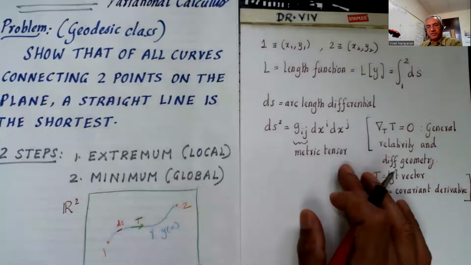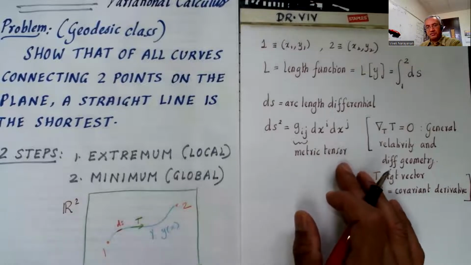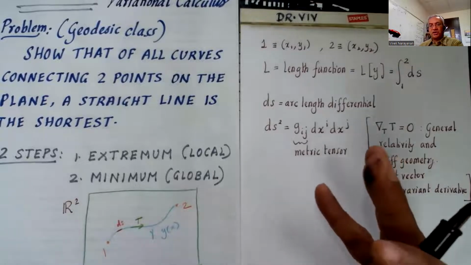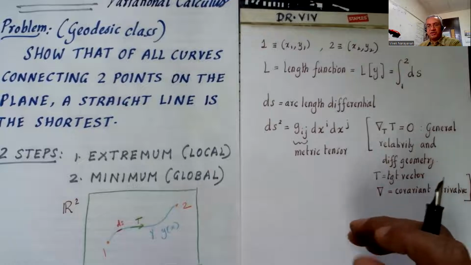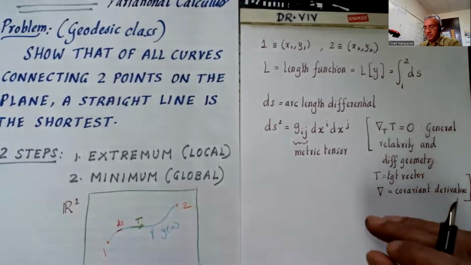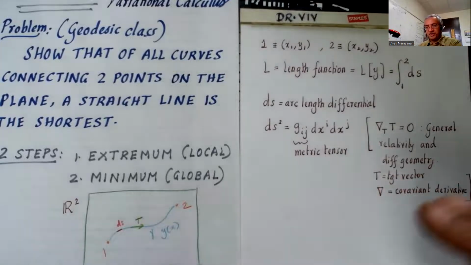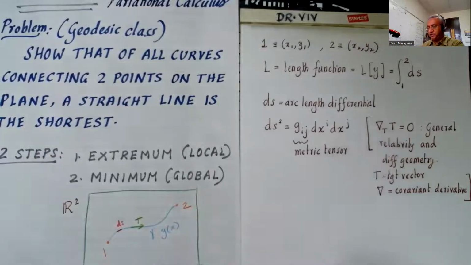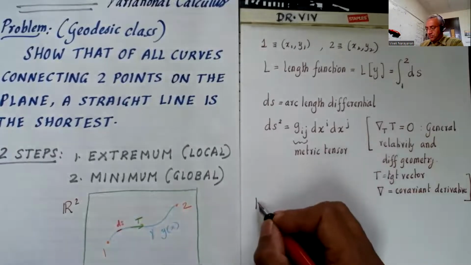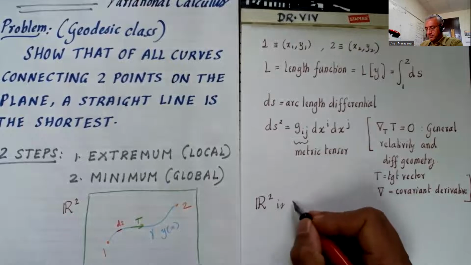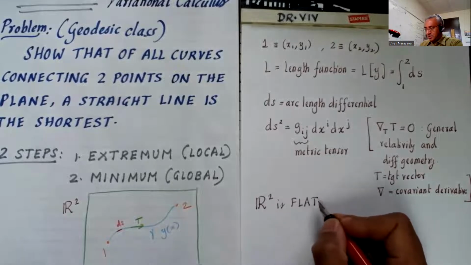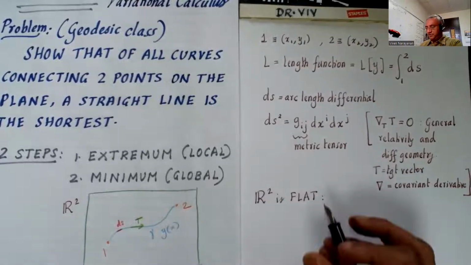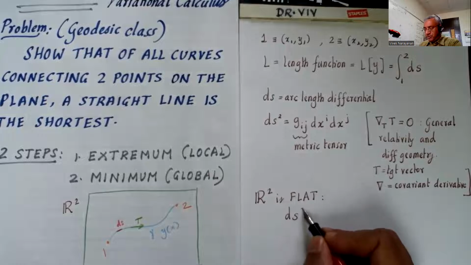If space is curved, then the metric tensor can be more complicated. For example, you can have a sphere or something that looks like a Pringles potato chip with positive curvature in one direction, negative curvature in the other direction. So these metric tensors can be complicated. So R2 is flat. If you have a space that's flat, the metric tensor takes a very simple form.